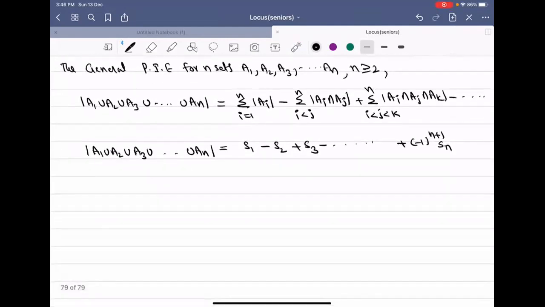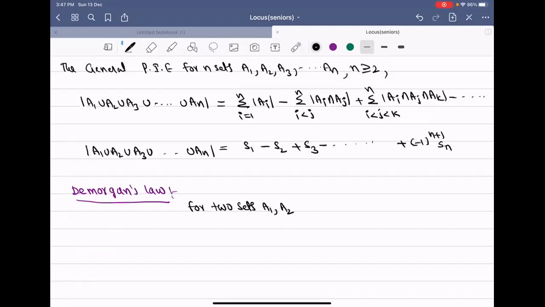Now what you do is, now come to this 10th class law. We have this one, De Morgan's law, for two sets A1, A2. What is De Morgan's law? (A1 union A2) prime is equals to A1 prime intersection A2 prime.